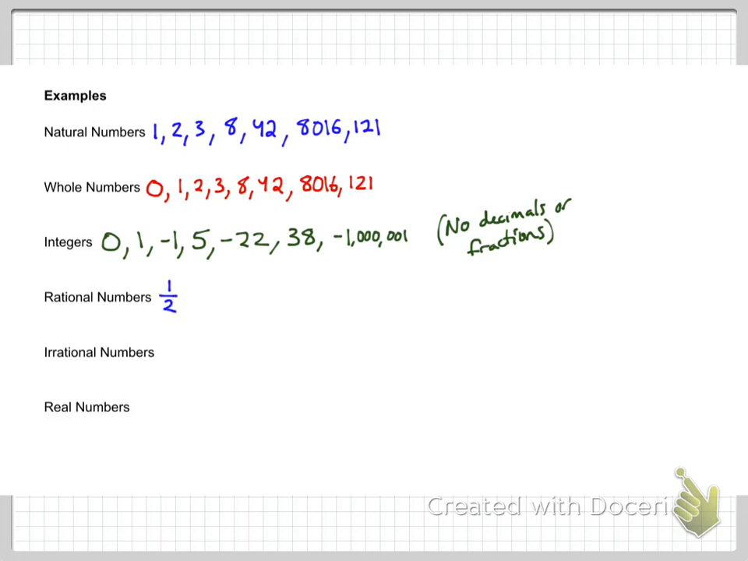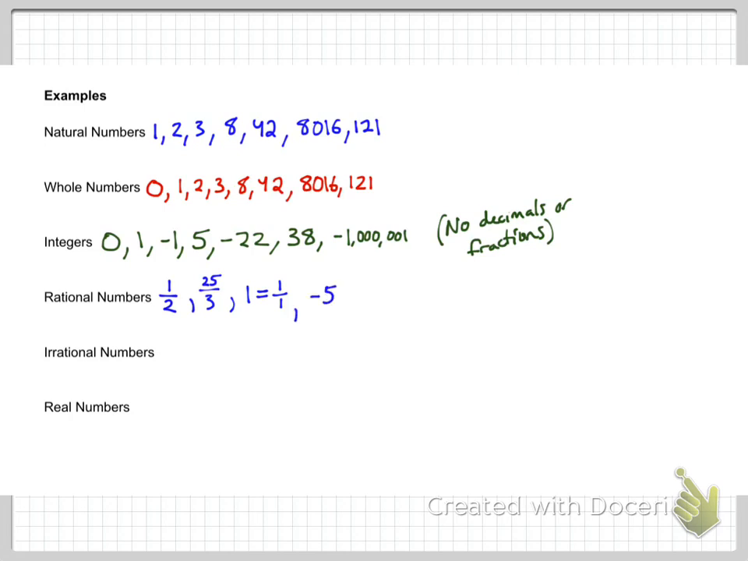Rational numbers are numbers that can be written as a fraction. So 1/2 is an example of a rational number, but it doesn't have to be a proper rational number. You could have 25/3. That's also a rational number, or a mixed fraction. 1 is also a rational number because you can write it as a fraction. You can write it as 1/1.